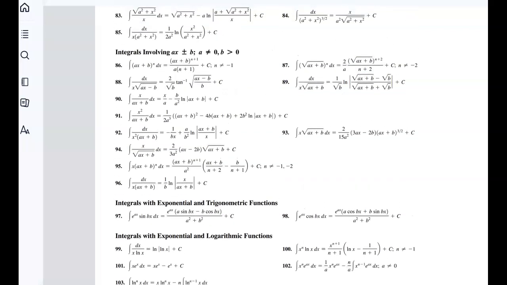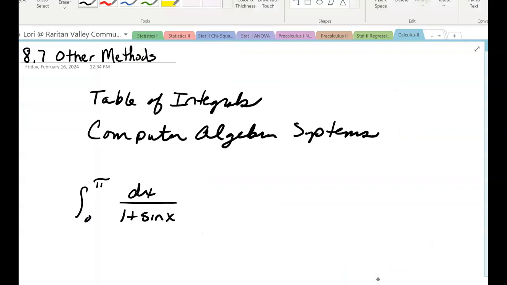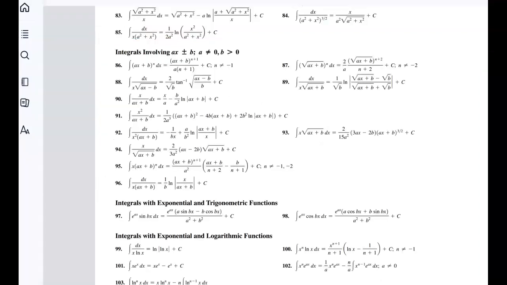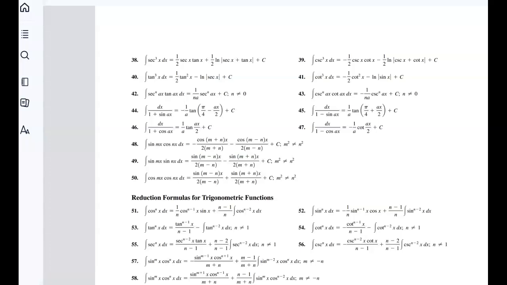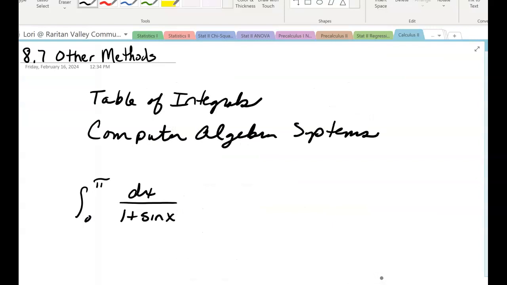So what does that mean? Let's go back to what I had here. If I wanted to integrate 1 over 1 plus sine x, I would need to go to my table. I believe it was on page 2. And I need to look for something that's very similar to 1 over 1 plus sine x. And what I find, there it is, number 44, where I have dx over 1 plus sine ax. So go back to your problem. This tells me I'm going to write what I found. This is what I found on my table.